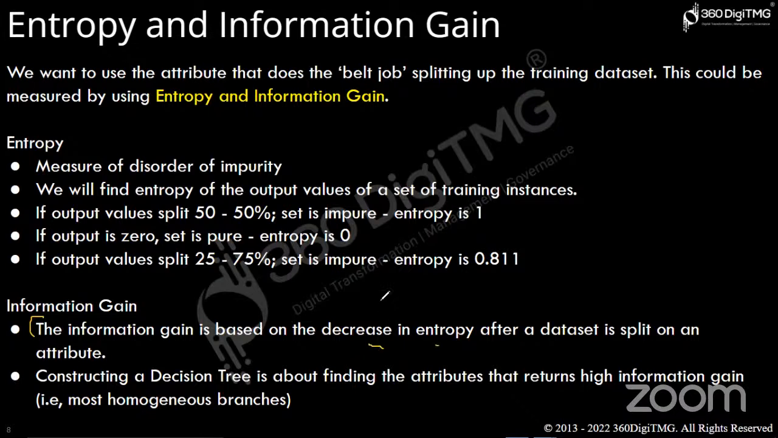If the error is less, whichever root value, or variable, is giving me the least error. And in the other case, whichever root value is giving me the higher information gain. So after a data set is split on an attribute, on a variable that we are speaking about, constructing a decision tree is about finding the attributes that return high information gain. So that is something we have to look at.